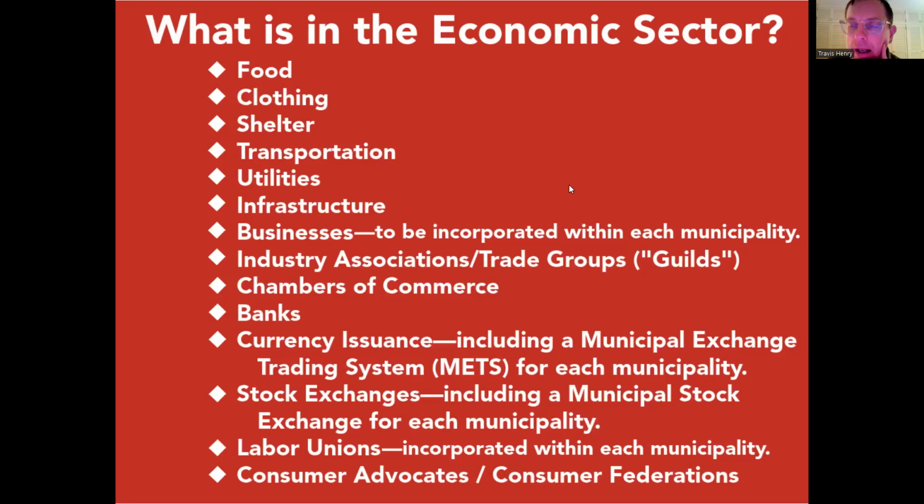So what is in the economic sector? What makes up the economic commonwealth as a sovereign body? Basically businesses and what the basic economic activity is: food, clothing, shelter, transportation. Those four things are really the basic human needs. Also utilities and infrastructure. So, of course, not all businesses are about food, clothing, shelter, transportation, utilities, but many of them are.